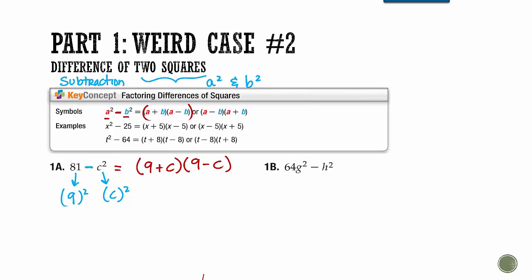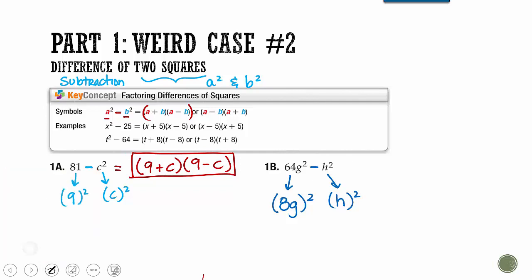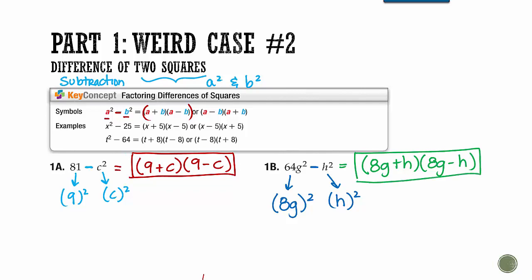Same thing with this next one. Always check for a GCF, and then once you find there is not one, check to make sure that you have a difference, so we have subtraction, and see if these two things are anything squared. So if I wanted to get 64g squared, I could square 8g, and if I wanted to get h squared, I could square h. So this 8g and this h are what my two factors are, (8g + h) and (8g - h). Remember, just like anything that we've ever factored, you can check this by double distributing and make sure that you end up with what you started with.